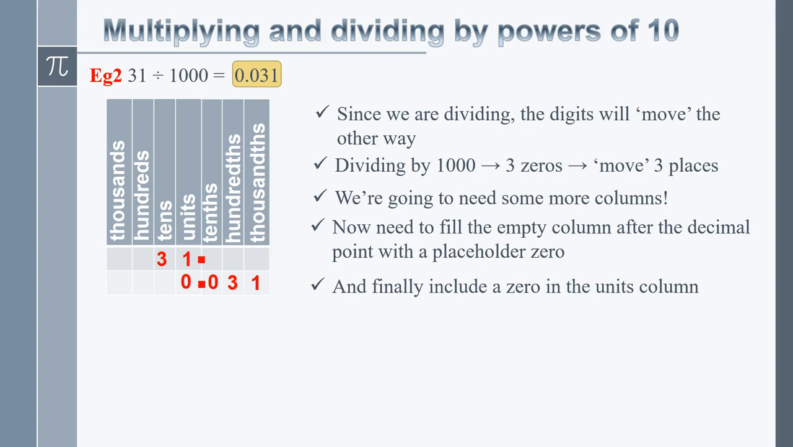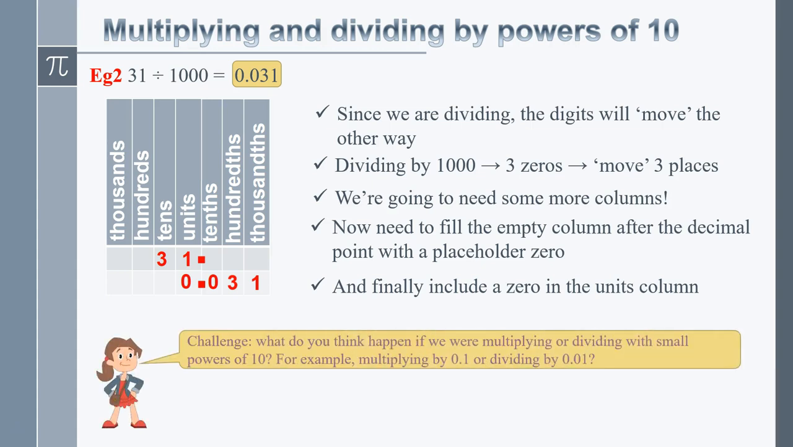And so the last thing, just to get you thinking, is have a bit of a think. What would happen, do you think, if we're multiplying or dividing with small powers of 10? For example, 0.1 or 0.01 or 0.000001. What would happen to the digits then? Which way would they move? I'm just going to leave you to have a bit of a think about that one.